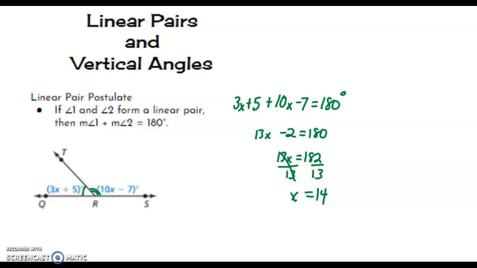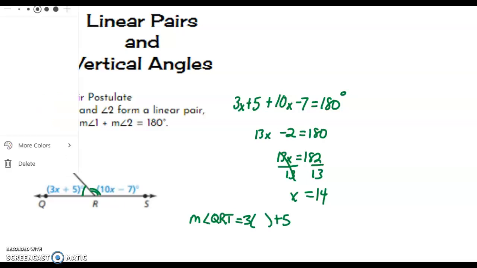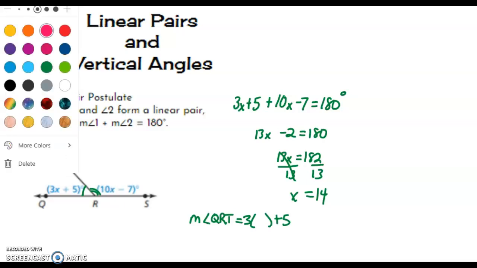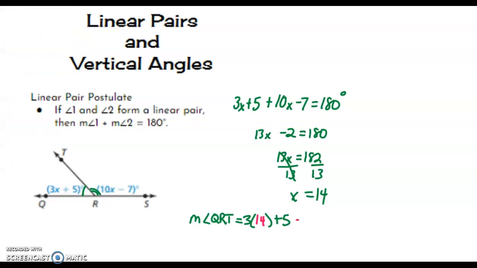But let's also look at how we need to find each of the angles. If they ask us, what is the measure of angle QRT? Well, QRT is 3x plus 5. Where x was 14, we're going to plug 14 in. So we can type that in our calculator, 3 times 14 plus 5, and that's 47 degrees.